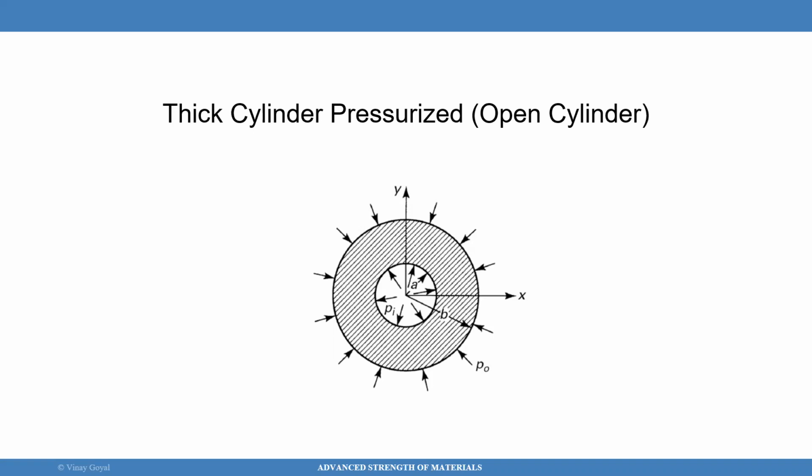So here, what we're discussing is I'm applying an external pressure P naught. Internally, I'm applying a pressure P i. The inner radius of this annulus is a, and the outer radius of this cylinder is b. So it's a very thick cylinder. In a lot of applications, it's actually thin, but there are applications where it's fairly thick.